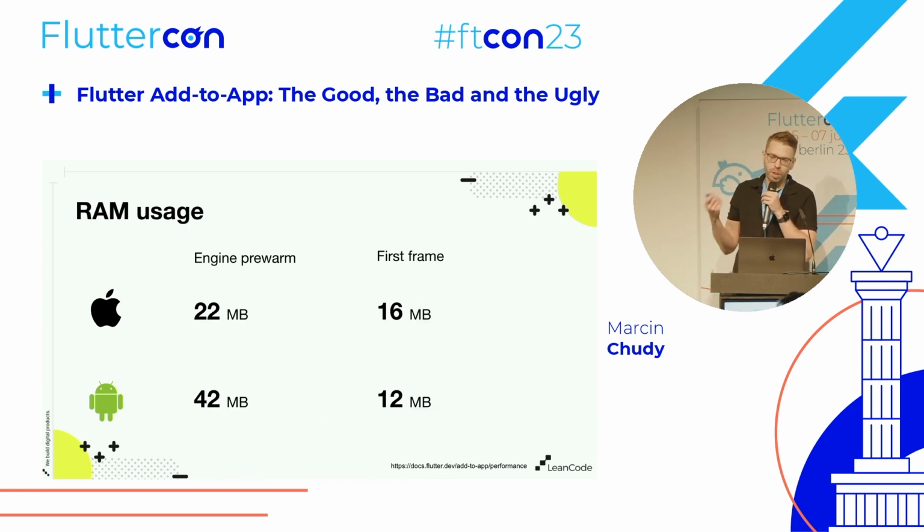And memory consumption: engine pre-warm on iOS allocates 22 megabytes of memory, and the first frame 16 megabytes. On Android, it's 42 megabytes for the engine pre-warm, and 12 megabytes for the first frame.